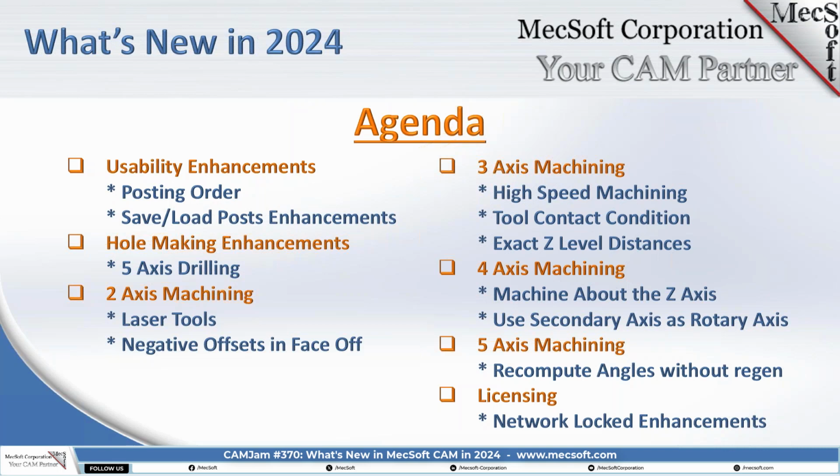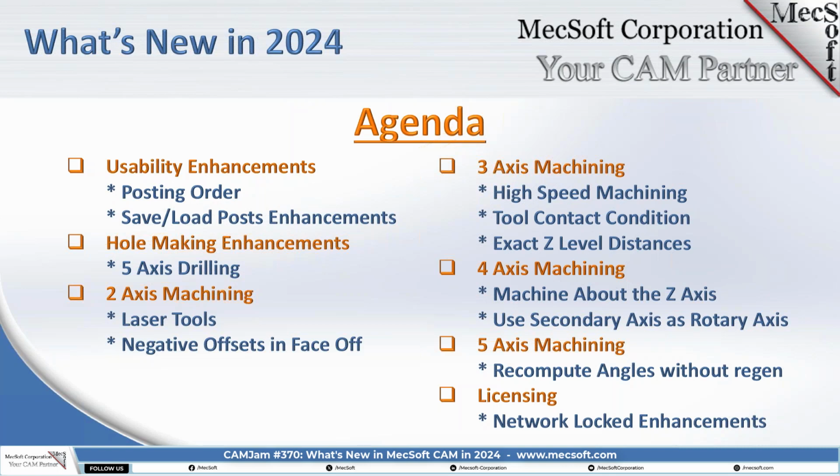And then in 2.5-axis machining, we've introduced laser tools. For those of you who are doing laser machining, that was a constant request from a lot of you. We also added negative offsets in the face-off machining. And under 3-axis machining, quite a lot of work has been done there. High-speed machining for facing has been implemented. Actually, we had that version, but it's been completely rewritten, and it's much nicer now.